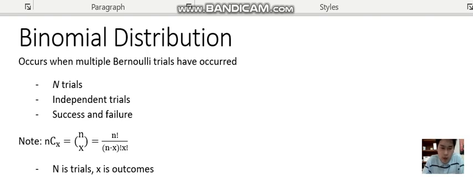The notation is nCx or nCr, or the bracket notation, and it's calculated using this formula. nCr is read as n choose r. So if I have 12 things and I want to choose 5 of them, how many ways can I choose 5 of them? You would do 12 C 5.